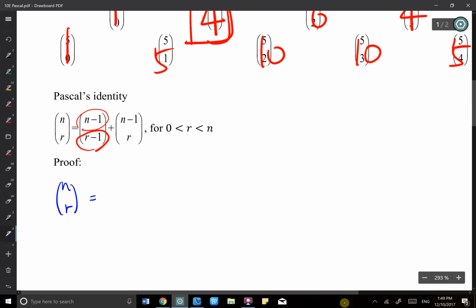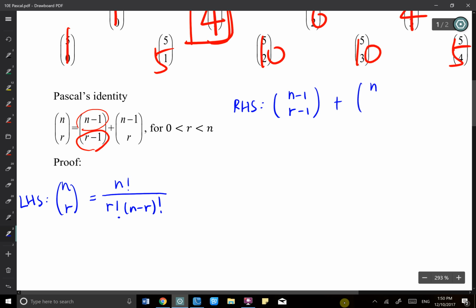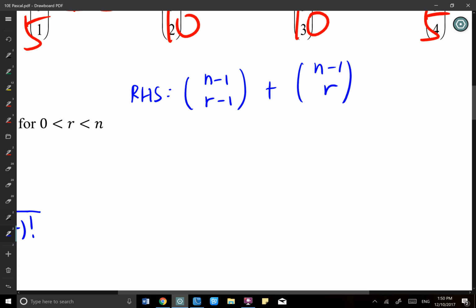So nCr is n factorial over r factorial times (n minus r) factorial. That's my left hand side. So what is my right hand side? (n minus 1) choose (r minus 1) plus (n minus 1) choose r. Well, I can't remember if I can still do it, but let's try. It's just a lot of proof and a lot of calculations here.